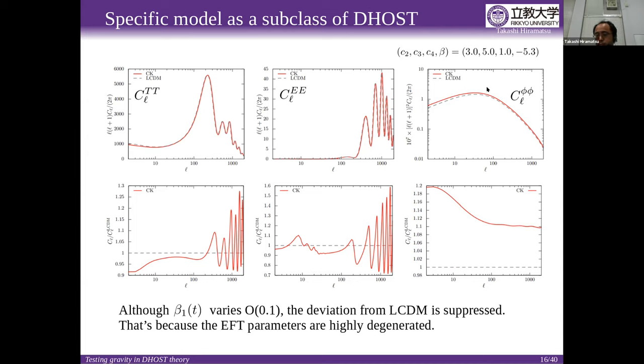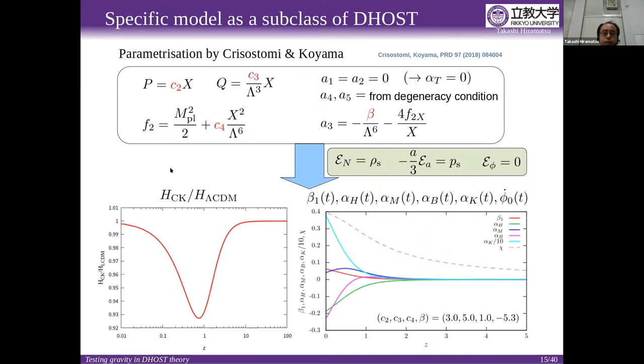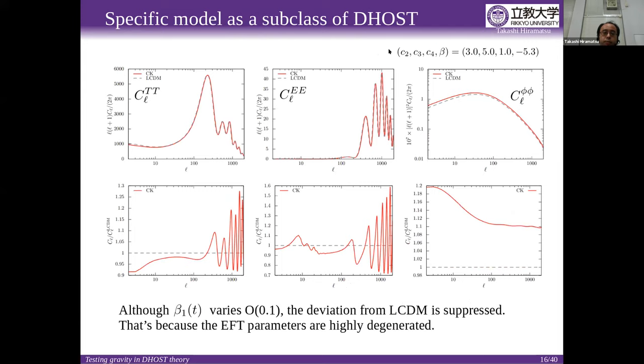With this choice of parameters for the Crisostomi and Koyama model, we obtain the angular power spectrum of temperature and the E mode and lensing potential. The combination of four parameters can leave the power spectrum unchanged from the lambda CDM case. Actually, this dashed line is a lambda CDM power spectrum. So please remember that in the EFT case, if we vary the beta one parameter and the other parameters keep zero, in this case the angular power spectrum is highly deviated from the lambda CDM in the large scale. But in this concrete model, there are four parameters, so this combination can keep the shape of the angular power spectrum close to the lambda CDM case like that.